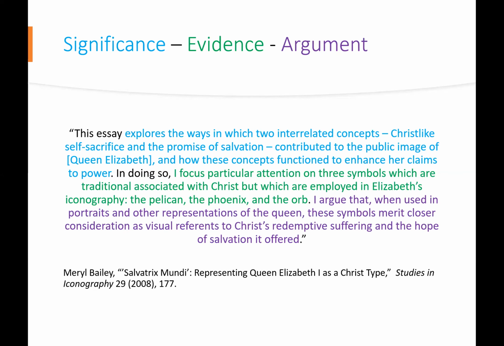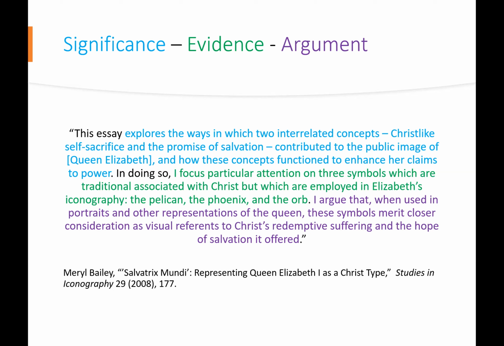So this is a slightly longer one, but again, this one takes a similar construction. So significance, evidence, argument. This one begins with significance. So this essay explores the ways in which two interrelated concepts, Christ-like self-sacrifice and the promise of salvation, contributed to the public image of Queen Elizabeth, and how these concepts function to enhance her claims to power. So it's getting down to a fairly particular level.